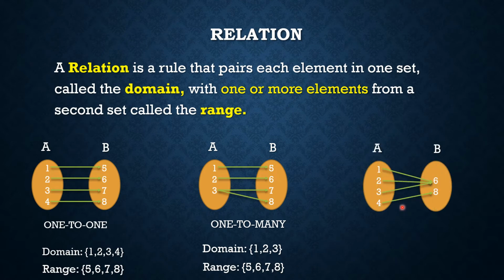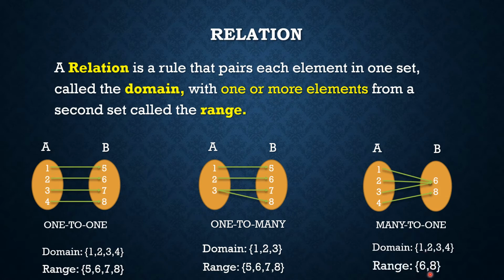Another mapping diagram is this one. As we can see, si 1 nakamap kay 6, si 2 nakamap kay 6, si 3 nakamap kay 6, at si 4 nakamap kay 8. In this particular example, makikita natin na mayroong maraming elements set A na nakamap sa nag-iisang element ni set B. And therefore, we can say that this relation is a many-to-one relation. Dahil maraming elements si set A na nakamap sa nag-iisang element ni set B. At ang domain natin dito, we have 1, 2, 3, 4, at ang range natin ay 6 and 8.